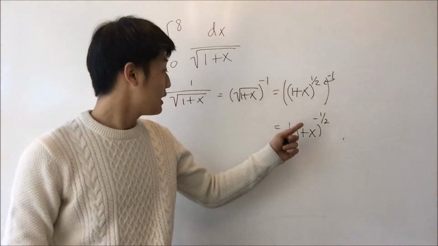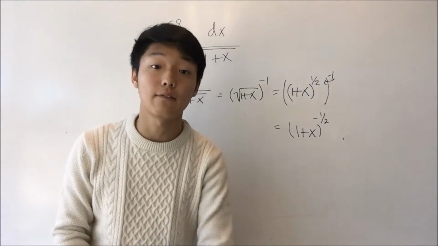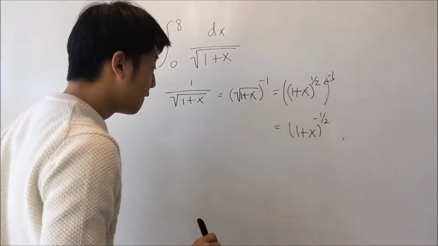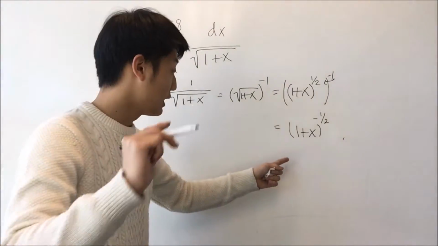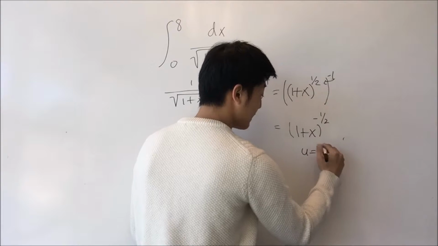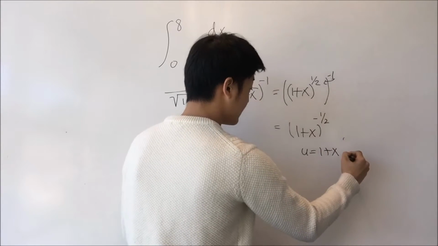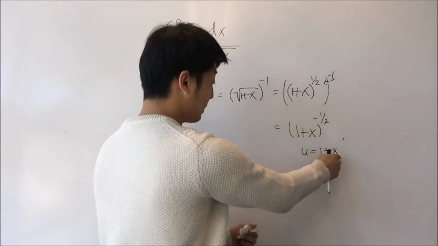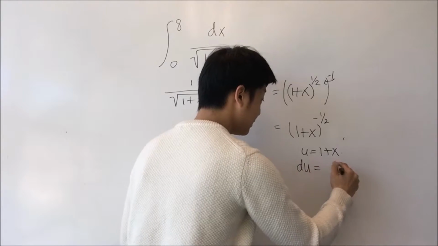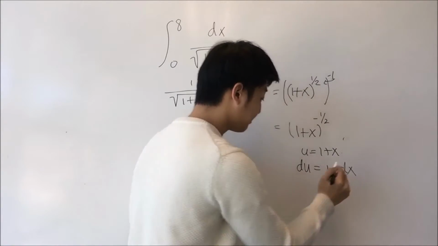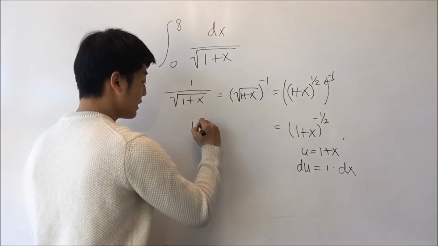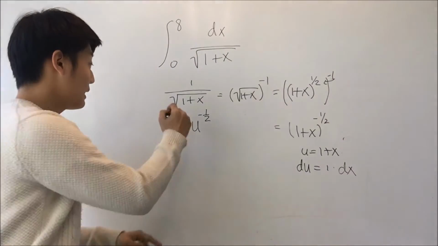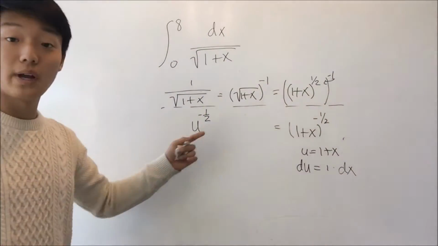And after we get this function, we have to integrate it. Because it might look confusing, we can just put u as 1 plus x, and du is equal to 1 dx. Now we can put this as u to the negative 1/2. And this looks way simpler, right?